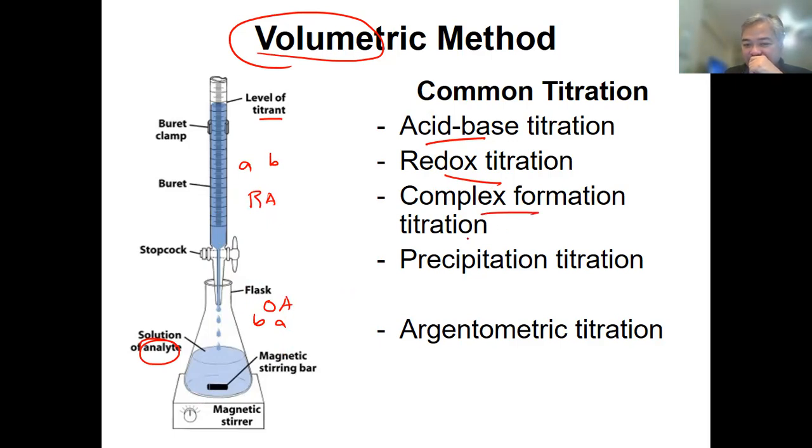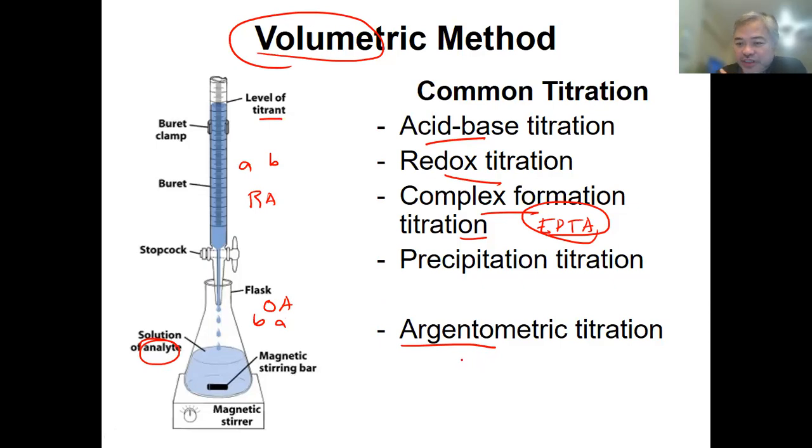It can be a complex formation titration, like what you use with EDTA. You're familiar with EDTA? You can also have a precipitation titration, wherein when you mix your titrant with the analyte, a precipitate forms. And if silver is involved, you call it argentometric.